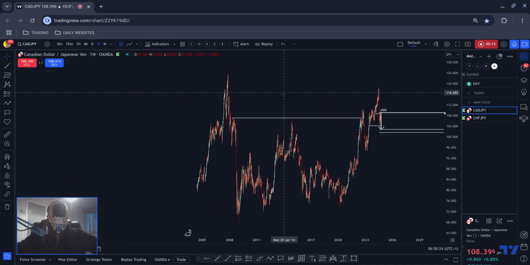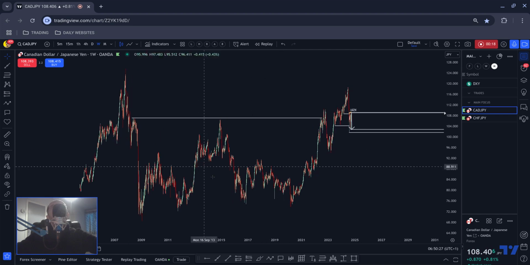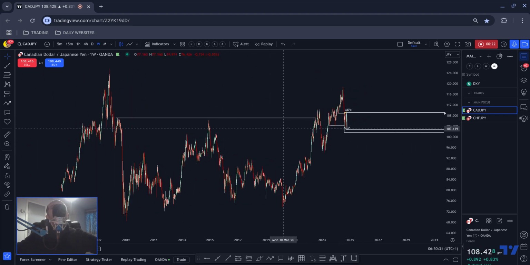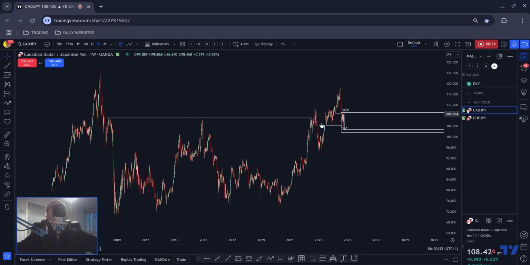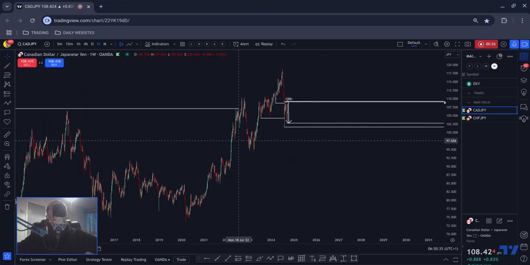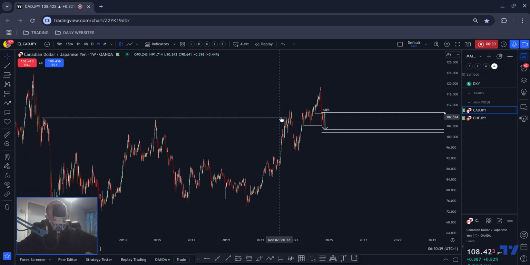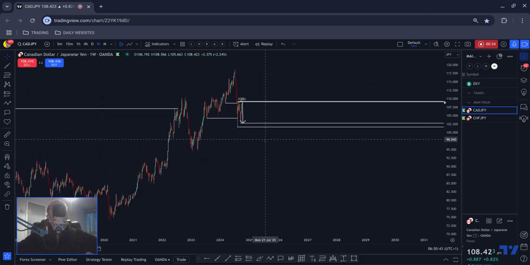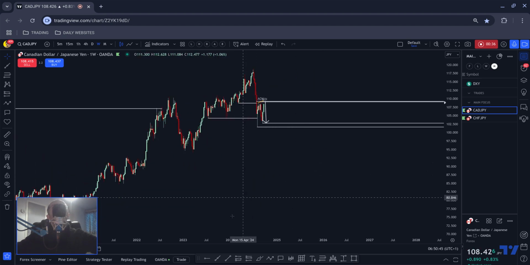If we just zoom out to the weekly, you can see that we have this structure here. 1, 2, 3. We fail to commit to the downside. Then we push to the upside, and then we break above all of these highs here, and then we completely smash to the downside. Okay, so we are now trading back below all of these highs here.